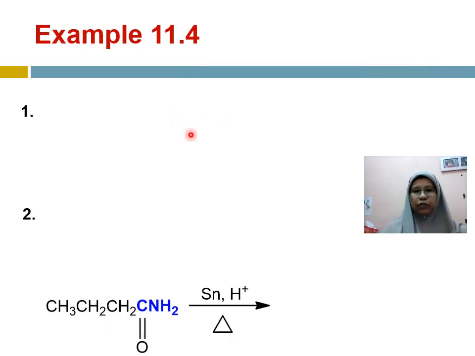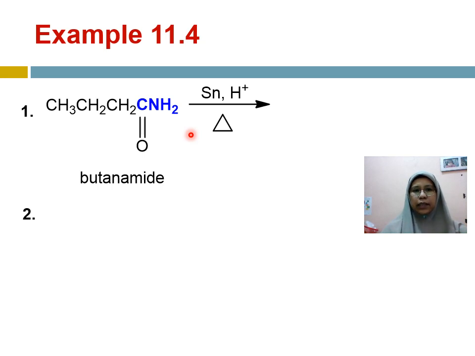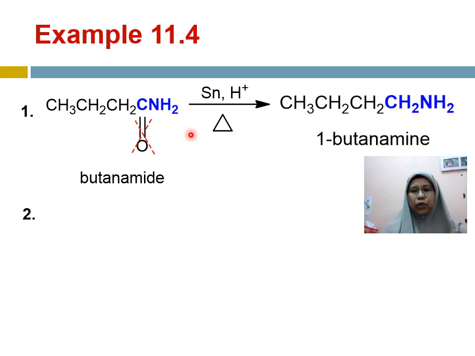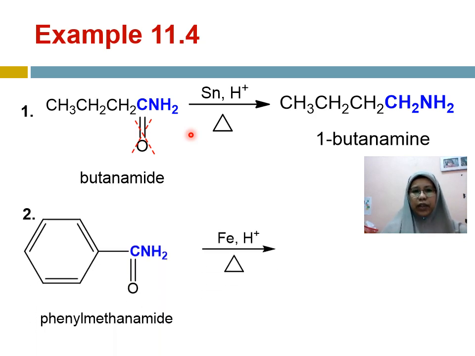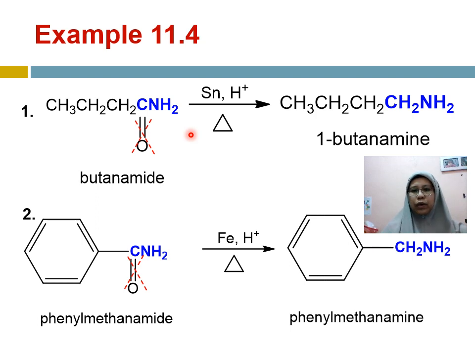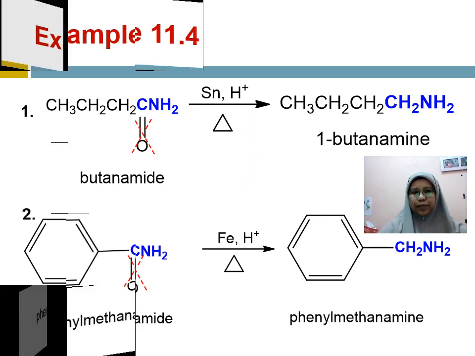Example 11.4, question number 1. This is a butanamide. We are going to remove the double bond and oxygen. We are going to produce 1-butanamine. Second question, this is a phenyl methanamide. And we are going to remove the double bond O. We are going to get a phenyl methanamine.